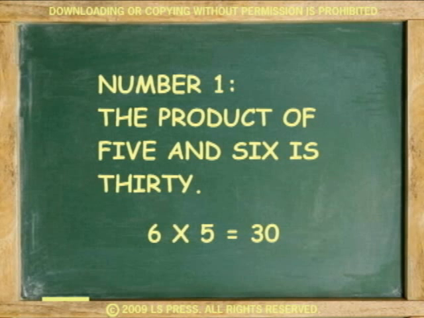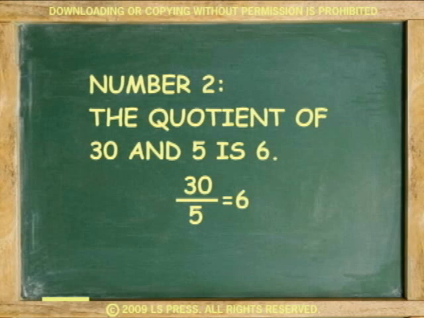Number 1. The product of 5 and 6 is 30. Because a product is an answer to multiplication, the answer is 6 times 5 equals 30. Notice that the word is translates to equal. Number 2. The quotient of 30 and 5 is 6. A quotient is an answer to division, and is means equal. So, 30 divided by 5 equals 6.